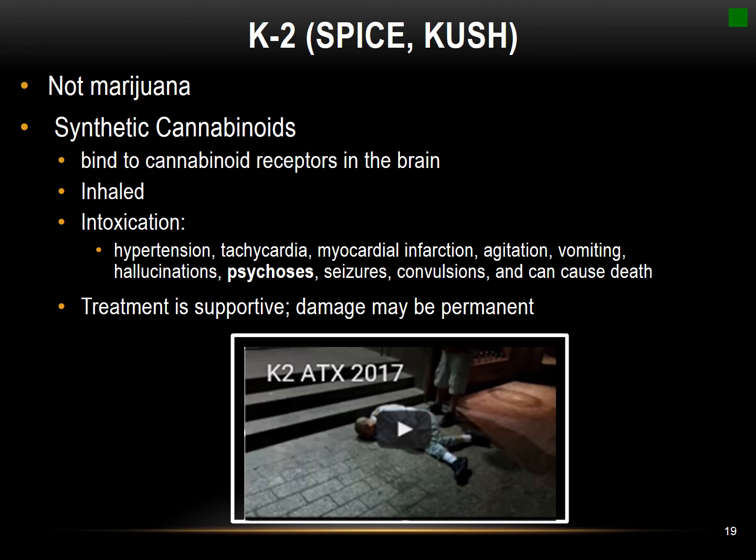So what they do is they take this chemical, the synthetic cannabinoids, spray it on some plant matter that can be burned, and then the smoke is inhaled. K2 is highly addictive and really difficult to quit taking. It costs less than pot, and the effects are more profound and different.